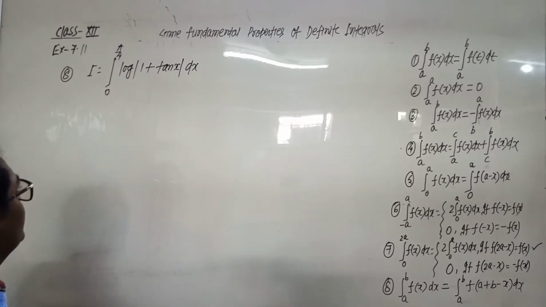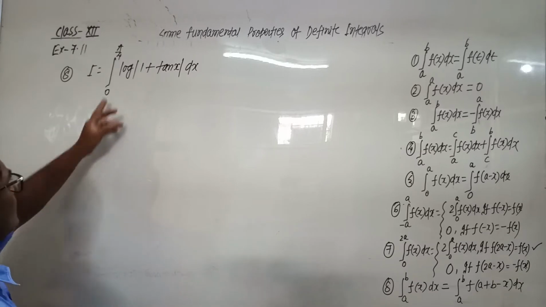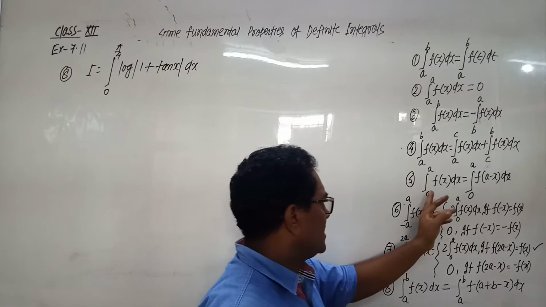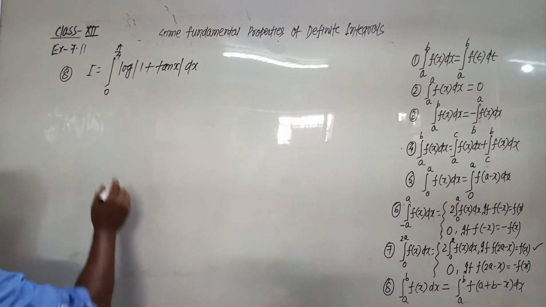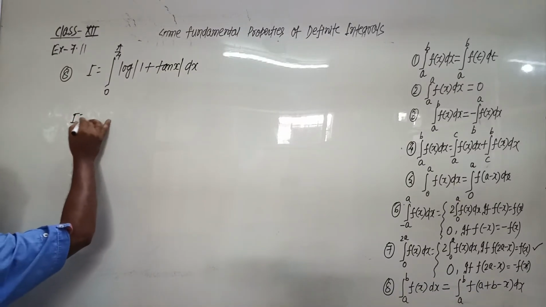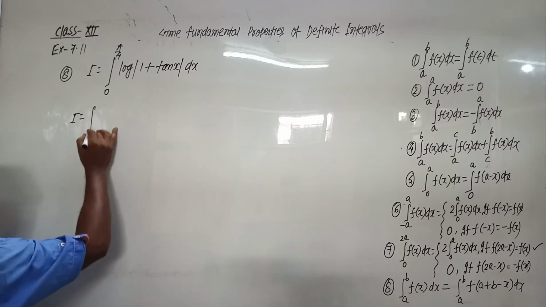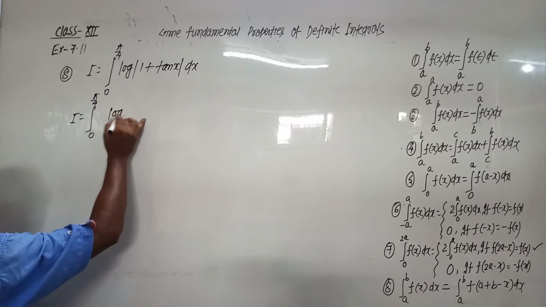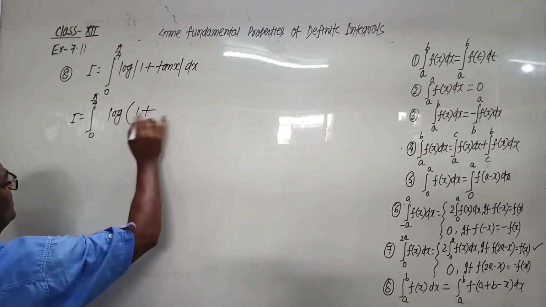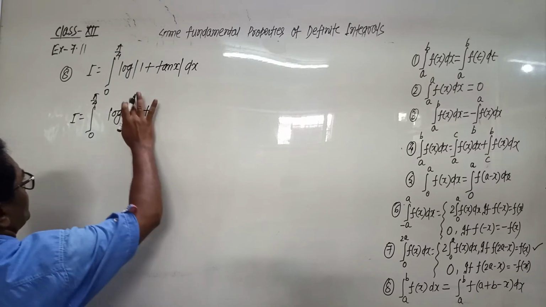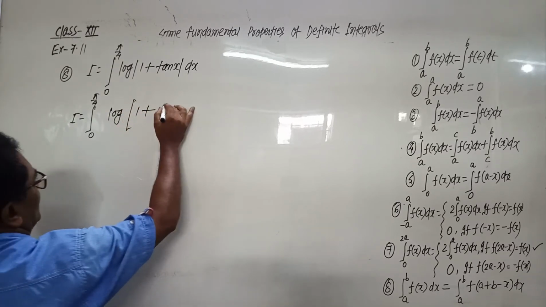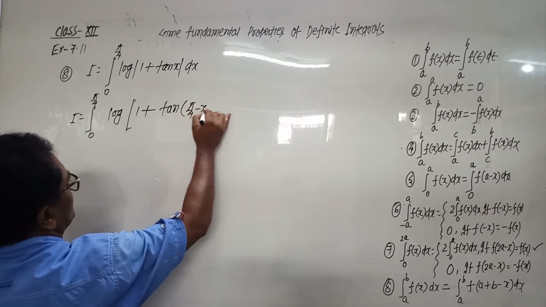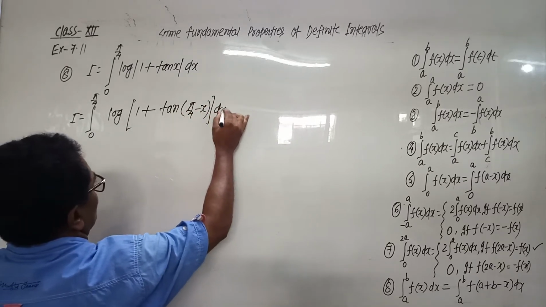So we use the property 0 to a, using property number 5. So using P5 we get I equals integration 0 to pi by 4 log 1 plus tan of (pi by 4 minus x) dx.